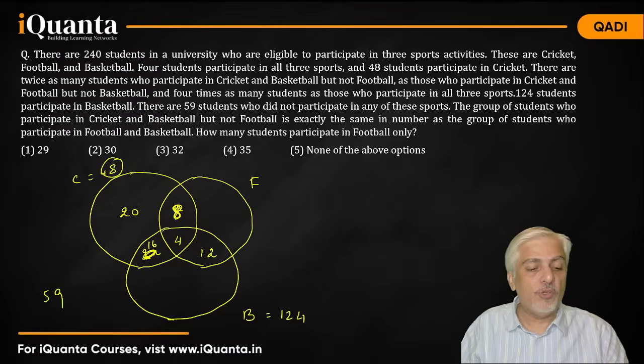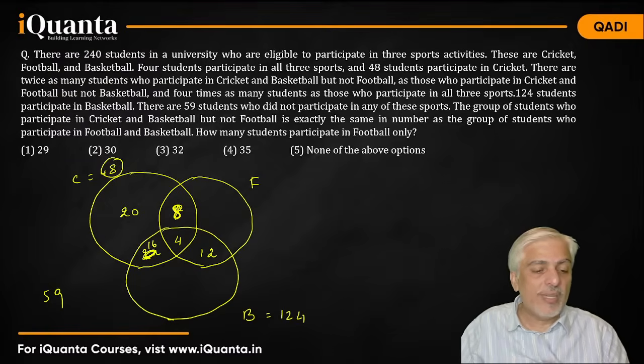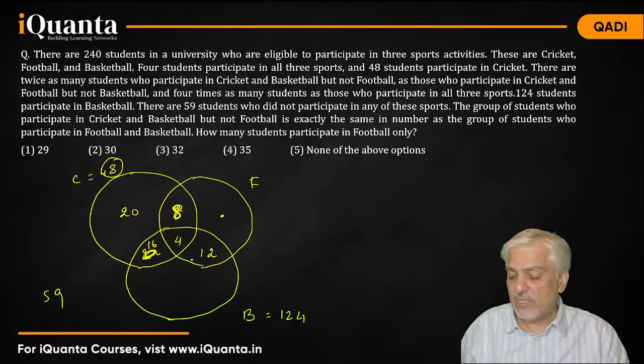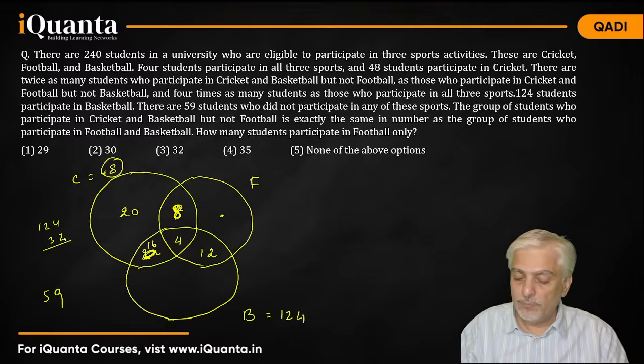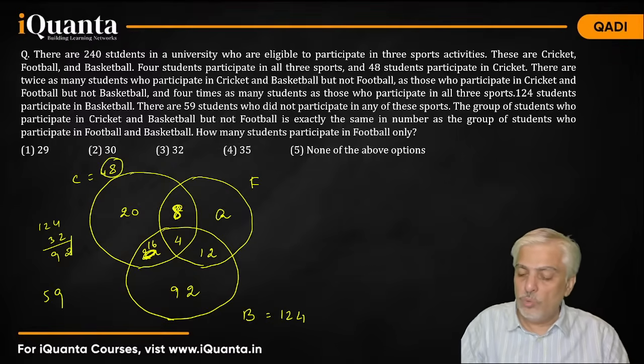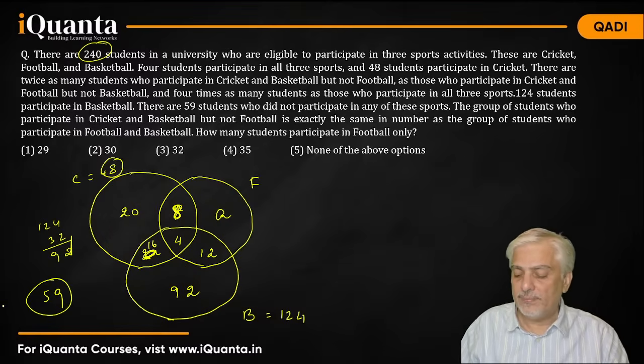How many play only football? So that's 24. So what else? Only football will be this part, we'll come to that later. So this will be 20. 20 plus 12 is 32. 124 minus 32 is 92. So this is 92. And now we need this value. Let's call this value as say A. Everything adds up to 240 minus 59.